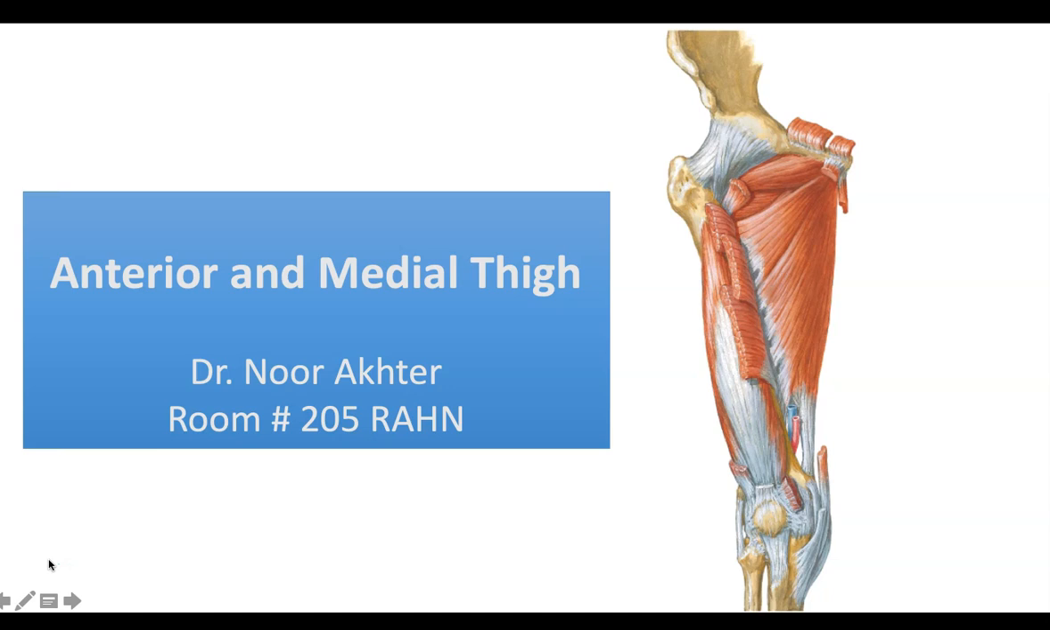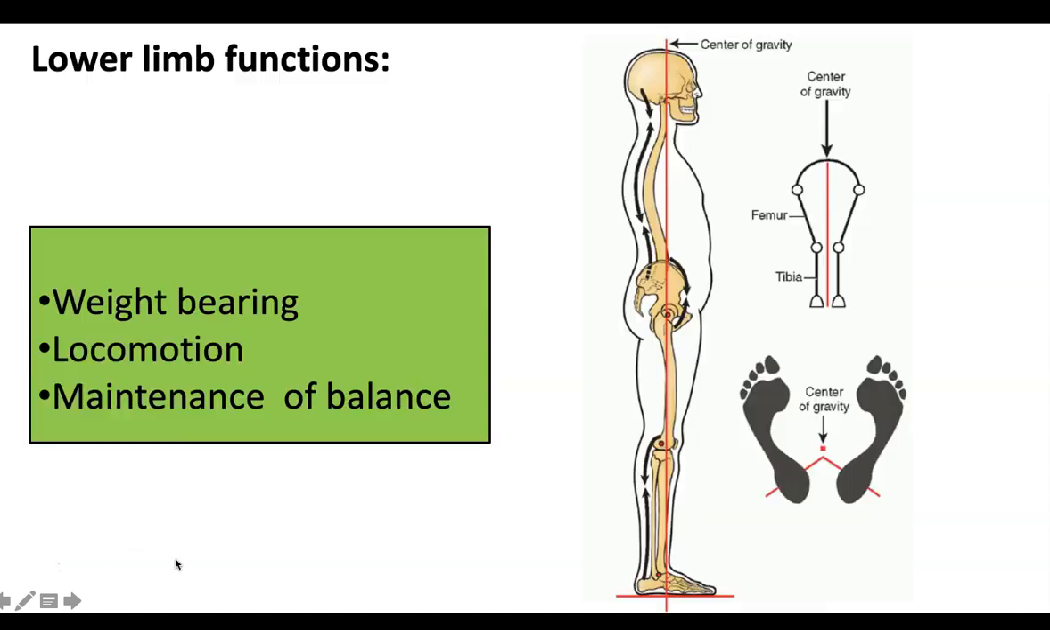I will talk about my first lecture, and I divided my first lecture into two sections. In the first part of the anterior and medial thigh lecture, I will talk about the general organization of the lower limb, bones and regions, and also the superficial structures: superficial blood vessels, cutaneous nerves, and lymphatics.